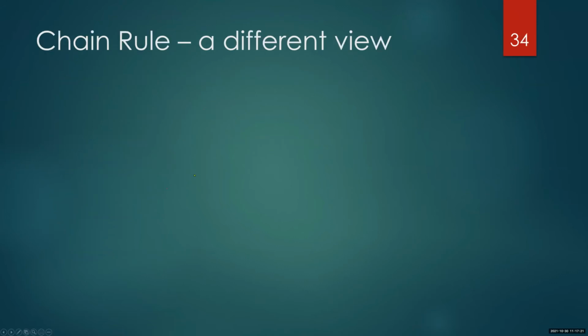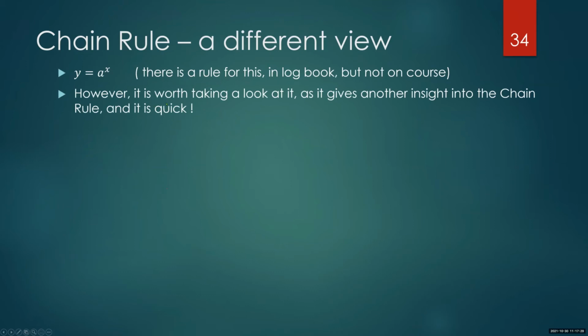So moving on again, a slightly different view. y is equal to a to the power of x. So this isn't strictly on the course, but it's worth looking at, in my view, because it gives another insight into the chain rule, and it's really quick and it's very powerful. So let's differentiate y is equal to a to the power of x.